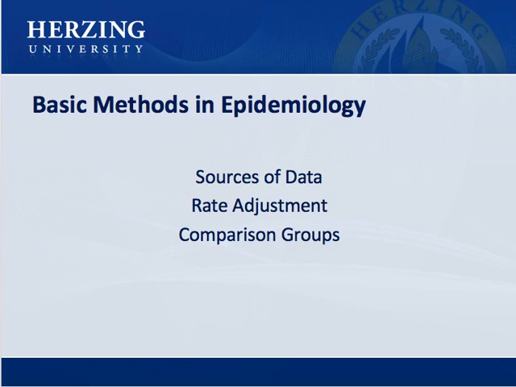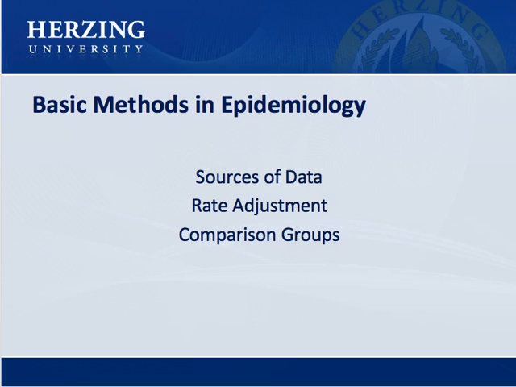There are basic methods in epidemiology. Sources of data. There are three categories of common sources of data for epidemiological studies. They are routinely collected data, such as the United States Census, which is conducted every 10 years, vital statistics records, and surveillance data. Another category is data collected for other purposes, such as medical and insurance records. And the third category is epidemiological data collected for specific studies.